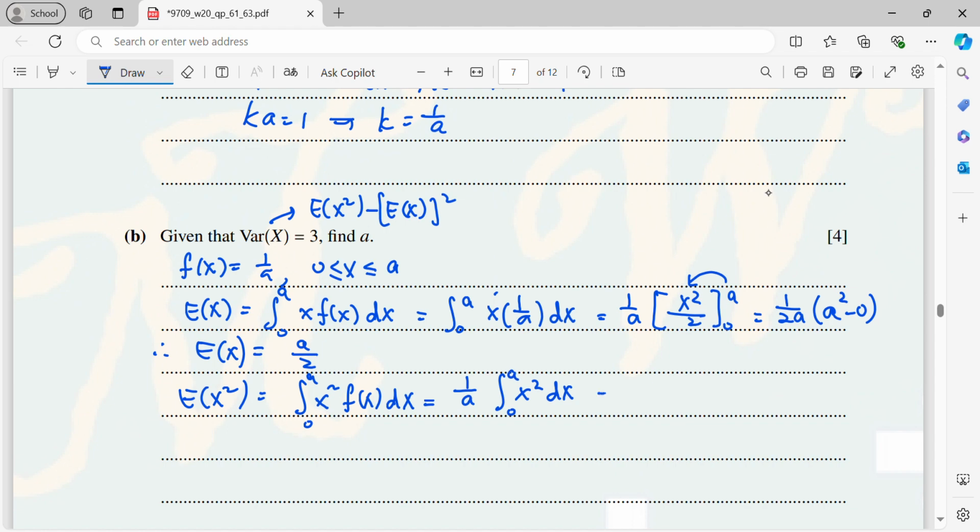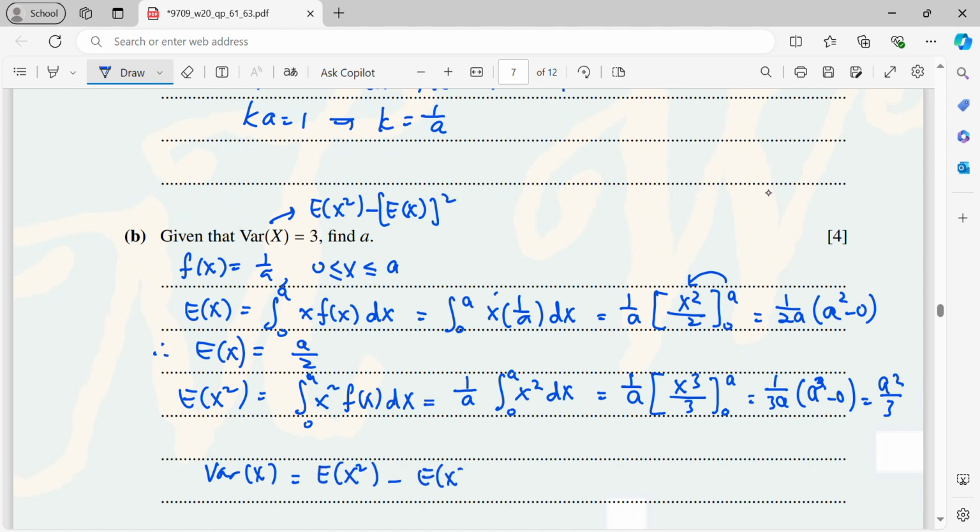Then here is going to be 1 over a times x cubed over 3, from 0 to a. Then the 3 combined with the a, I will get a cube. So at last, a squared over 3. That is my E(X squared). And now the variance of X is 3, or is E(X squared) minus the square of E(X).